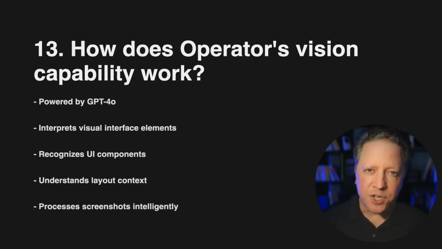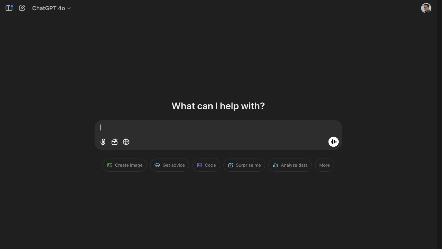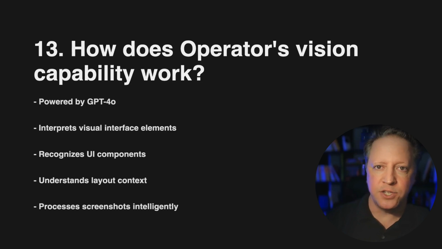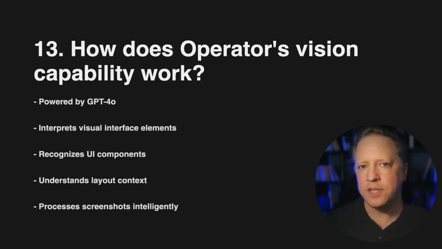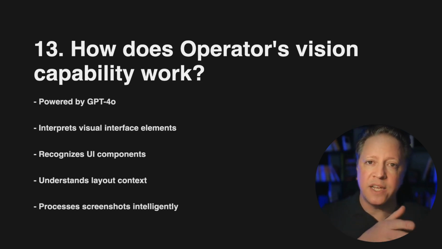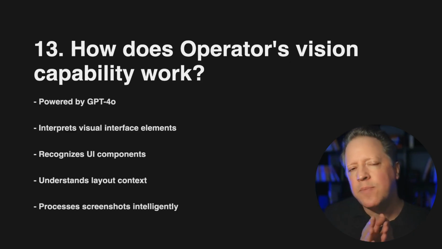How does Operator's vision capability work? Well, underneath it all, as we said, is GPT-4o, the model behind ChatGPT. And it's used to interpret visual elements, recognize UI layouts, and process screenshots. But really, the technical explanation is that just like we can take the text and the words that we speak and convert them into what we call tokens, which are numerical representations, you can do the same thing with images.